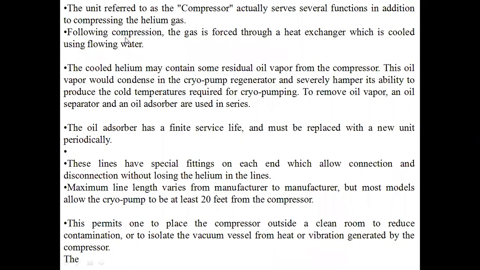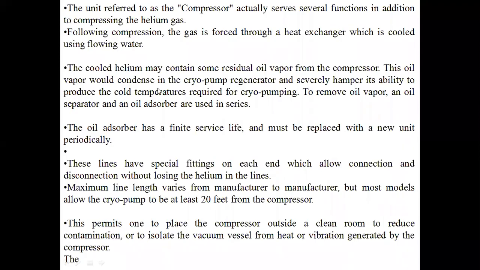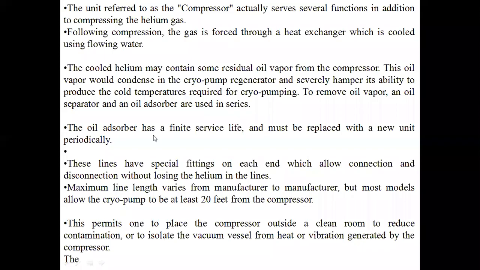Following the compression, the gas is forced through a heat exchanger, or gas cooler, which is cooled using flowing water. The cooled helium may contain some residual oil vapor from the compressor. This oil vapor would condense in the cryopump regenerator and severely hamper its ability to produce the cold temperatures required for cryopumping. To remove oil vapor, an oil separator and an oil absorber are used in series, as we have already shown. The oil absorber has a finite service life and must be replaced with a new unit periodically.